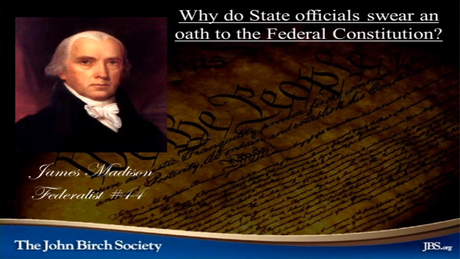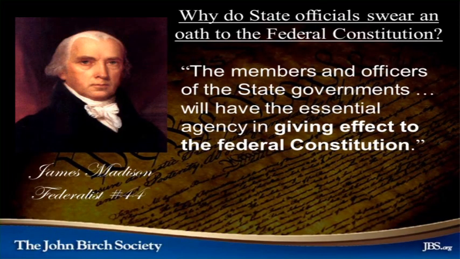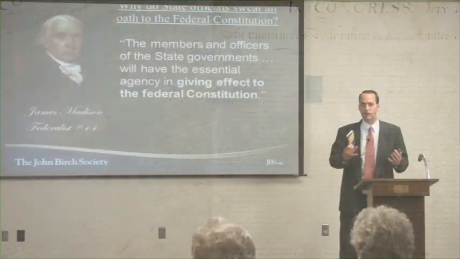James Madison points out in Federalist number 44, there's a reason why our state-level officials are required to swear an oath of office not just to their state constitution, but also to the federal constitution. At the end of Federalist 44, he addresses this question. In his answer, he says, the members and officers of the state governments will have the essential agency in giving effect to the Constitution, making it effective. Is the Constitution today effective in reining in our federal government?